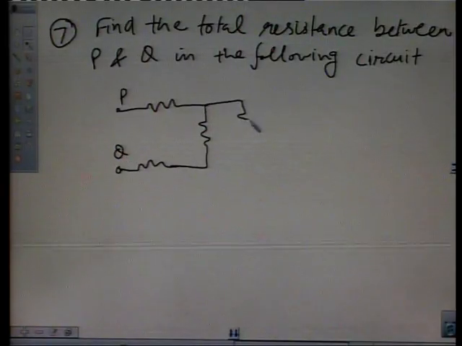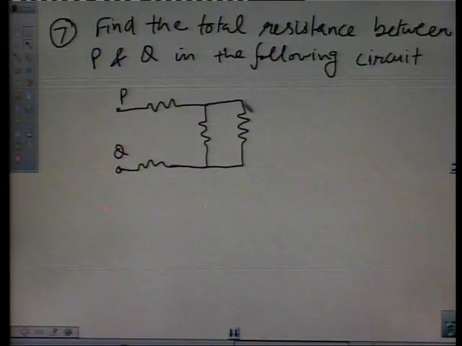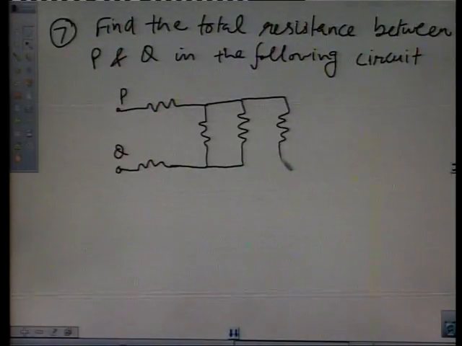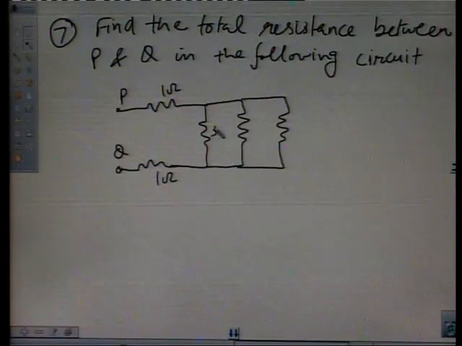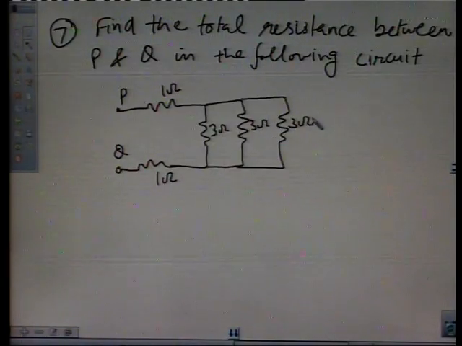Here we have a combination of resistances in series and in parallel. The value of this one resistance is 1 ohm. This is also 1 ohm. This is 3 ohm, 3 ohm, and 3 ohm. This point is A and this point is B. So we have to find the total equivalent resistance between points P and Q.